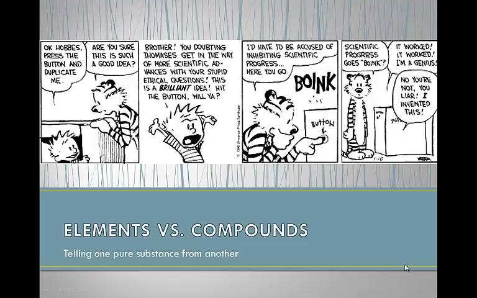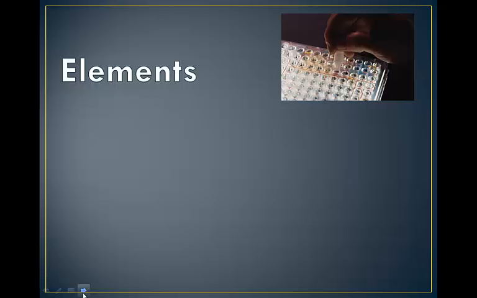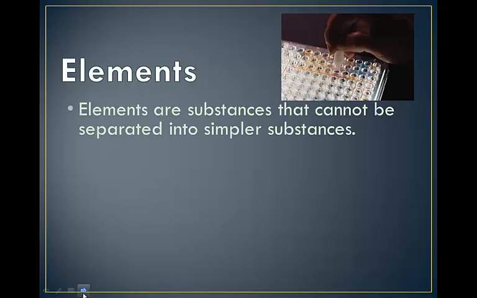So continuing on with our discussion of matter, now let's talk about elements and compounds. And really, before we can even start talking about elements and compounds, we have to consider what matter is even made of, which is atoms. So the first thing you need to know about elements is that elements are substances that can't be separated into simpler substances. Both compounds, which is still a pure substance, and mixtures can be.